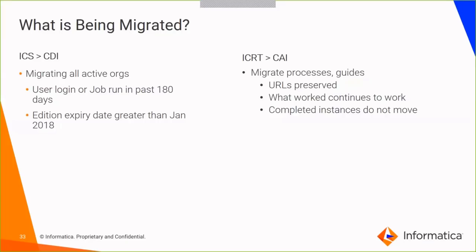Now, for whatever case, if one of those orgs belongs to you and you need it, you can always open a ticket and make a request, and then we can include that in the migration if it makes sense. So it is both cloud data integration and cloud application integration, ICRT and ICS. Both of these customer sets will be migrated from ICS into IICS.